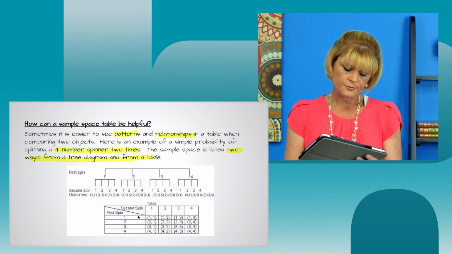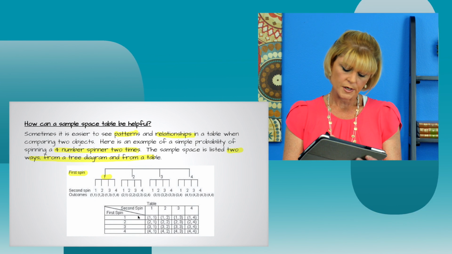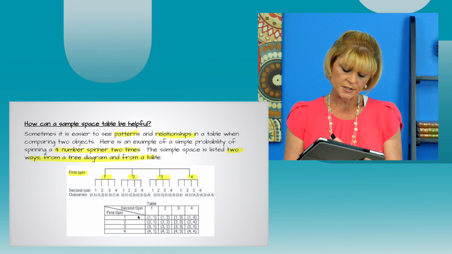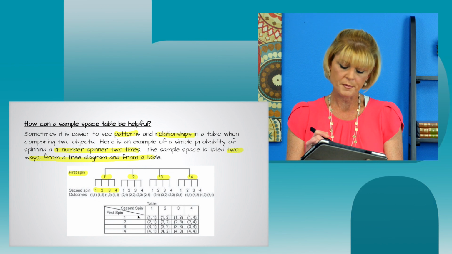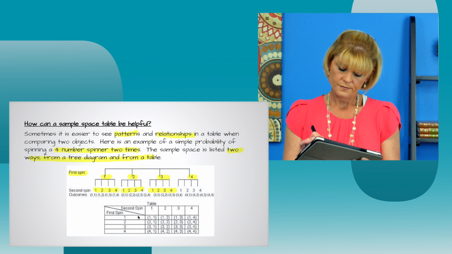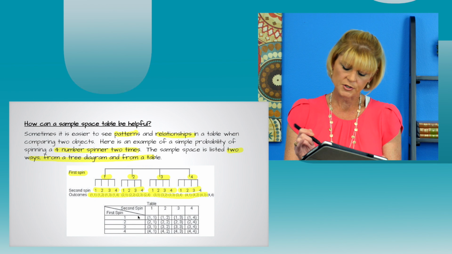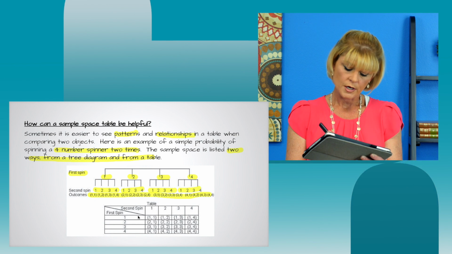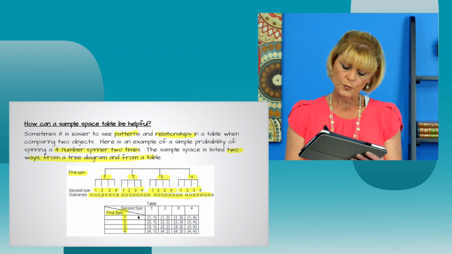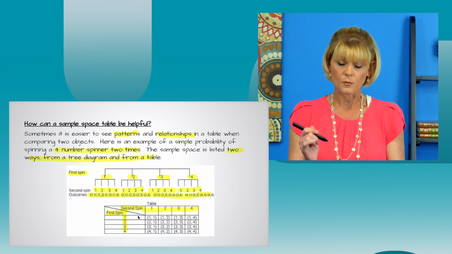So let's look at our first spin on a tree diagram. 1, 2, 3, 4 on our spinner, and then on our second spin we have all the probabilities 1 through 4 again. Okay, and here are all of our possible outcomes. But look at how much easier it is to read on a table. If we put the first spin in the column and we put the second spin in the row, we can see the patterns a lot more clearly.